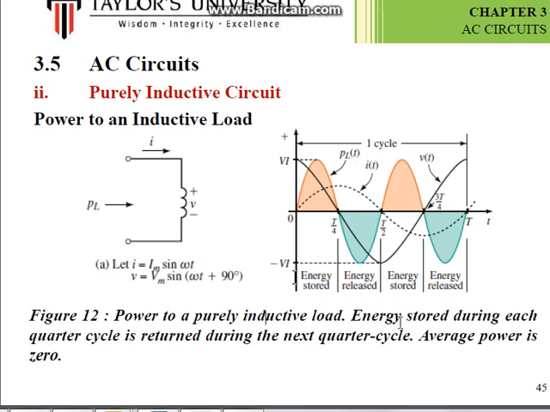Energy stored in each quarter cycle is returned in the next quarter cycle. Energy is stored on the positive side, and then after that it's released, stored and released. So if you count the average power, it would have to be 0. This is for an inductive circuit, something for us to just know about.